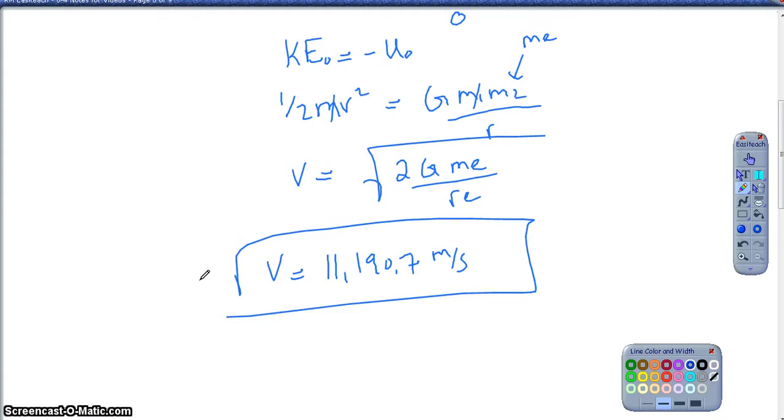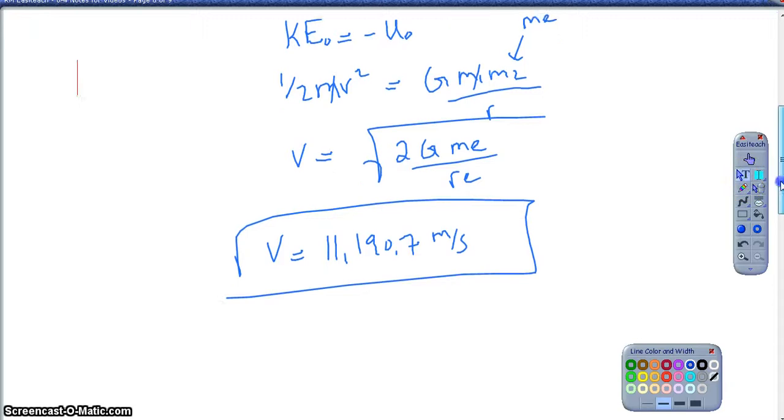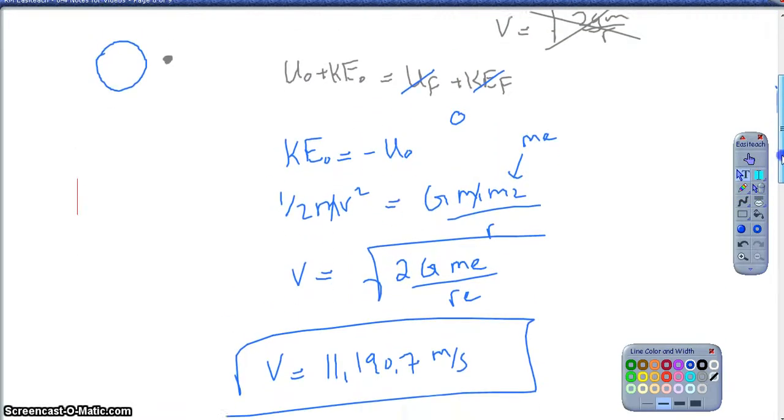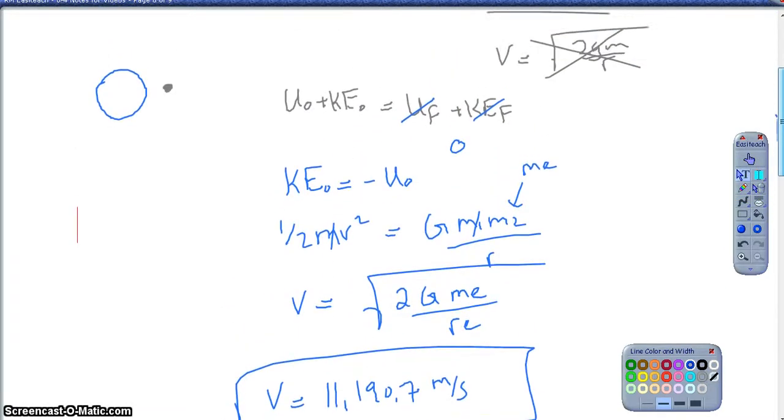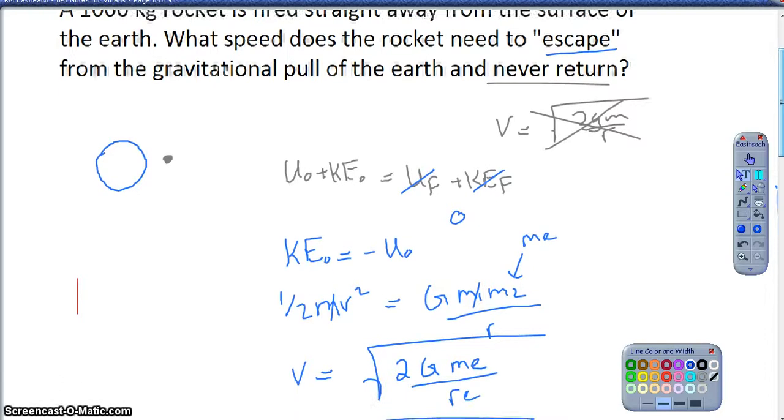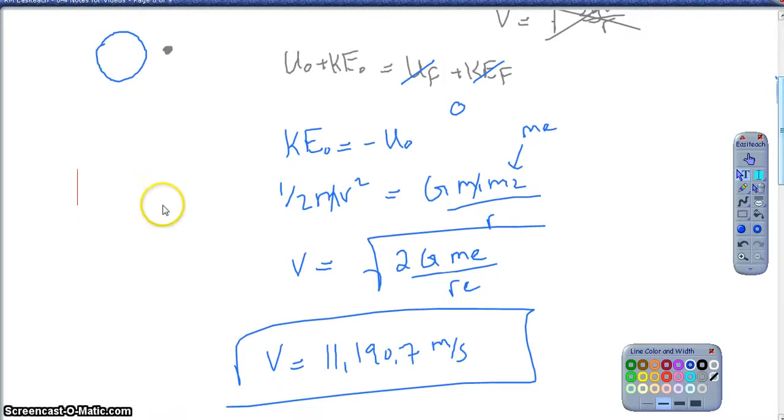So I do want to make sure you guys are okay with this. If you have any questions over the escape speed or over using energies and how that works, by all means let me know. I think once you get comfortable with this, it's not too bad, but it does take a little while to start to see these problems using energy the way that we are right now.